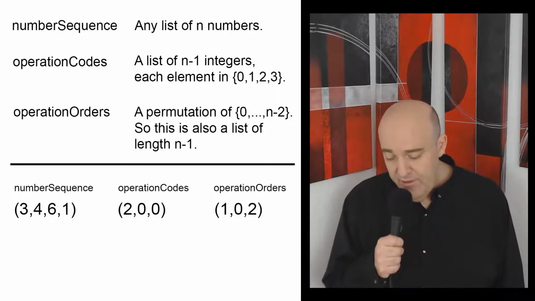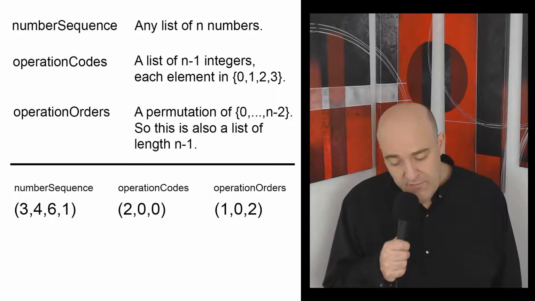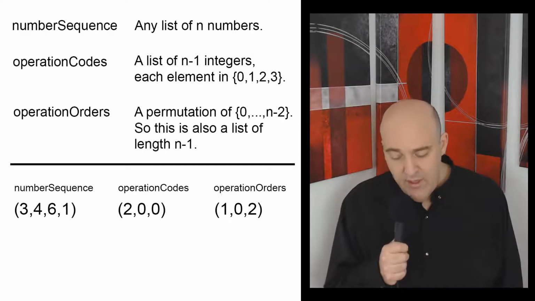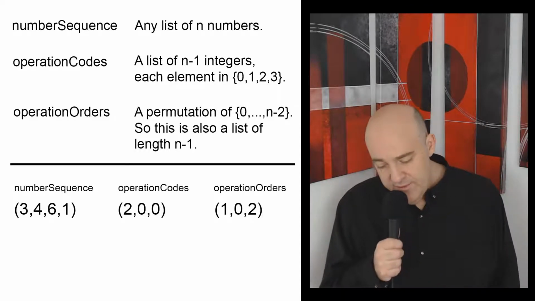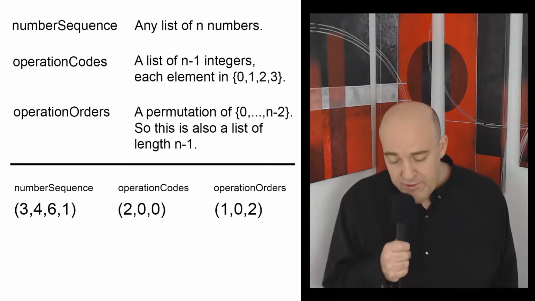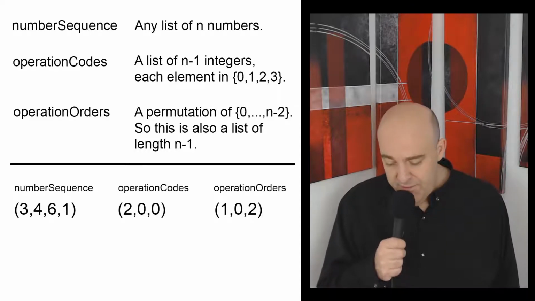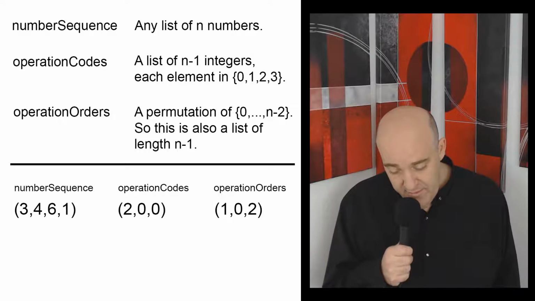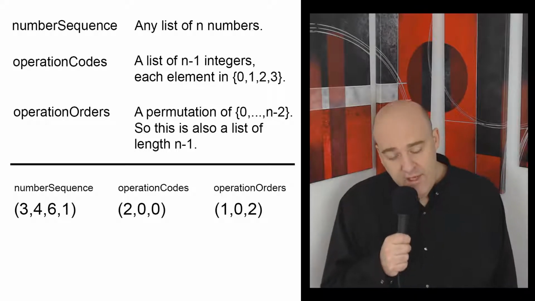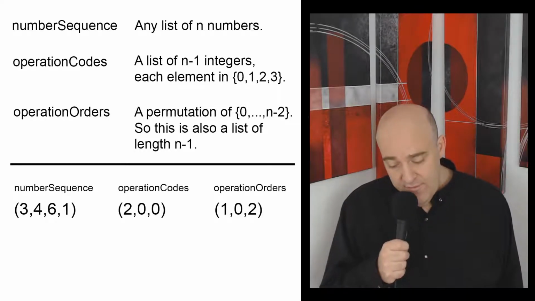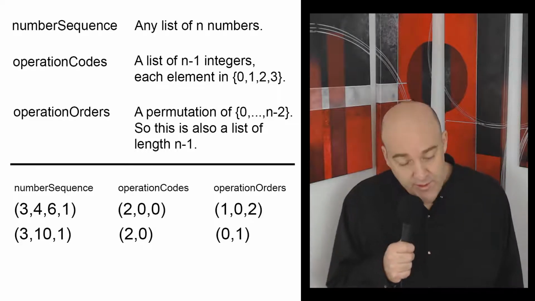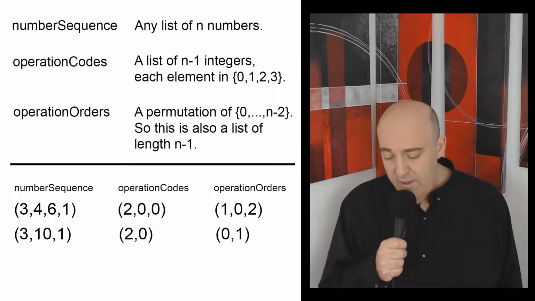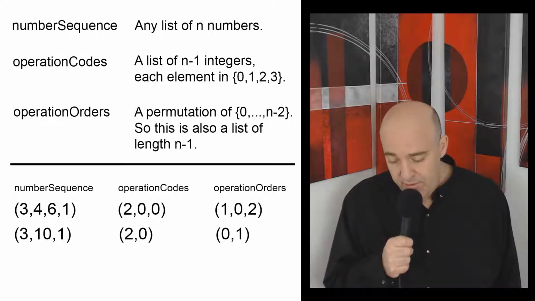That tells us we should look at index 1 of operation codes, which is a 0, and index 1 of number sequence, which is a 4. We take that 4 and the next element, 6. We perform the operation on it, which is addition, which is what operation code 0 is. We get a 10. We overwrite the 4 with the 10, and we delete the 6. Then we delete the 0, the middle element, in operation codes. We get 2, 0 as our new operation codes.